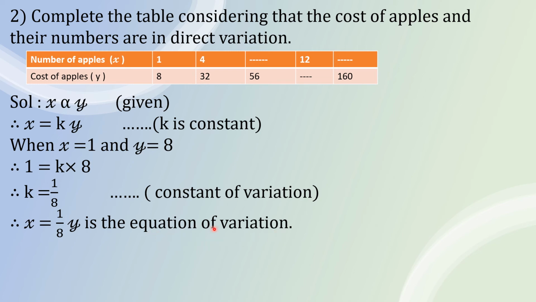So it is necessary to write the equation of variation, and the equation of variation is easy. After getting the constant value, you'll write down the first equation again, x equal to, just writing the value of k that you got, that is 1 upon 8 into y. So here our equation of variation is x equal to 1 upon 8 into y. I'll use this equation of variation and find this one when the cost is 56, when the y value is 56. So we'll move further.